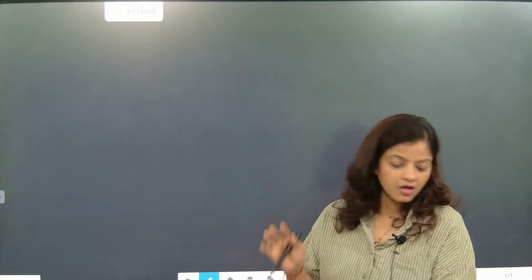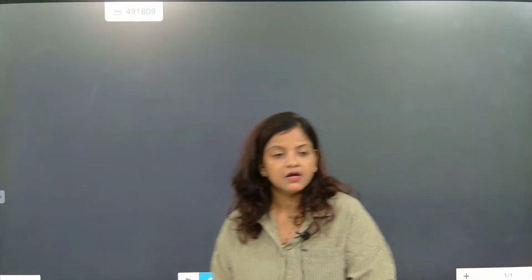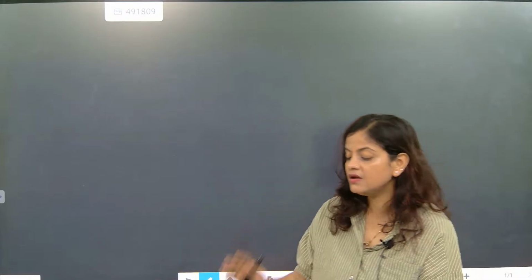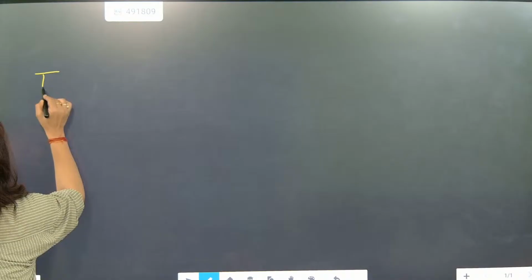The question is: three identical bulbs. Write down. Three identical bulbs are connected in parallel with a battery.